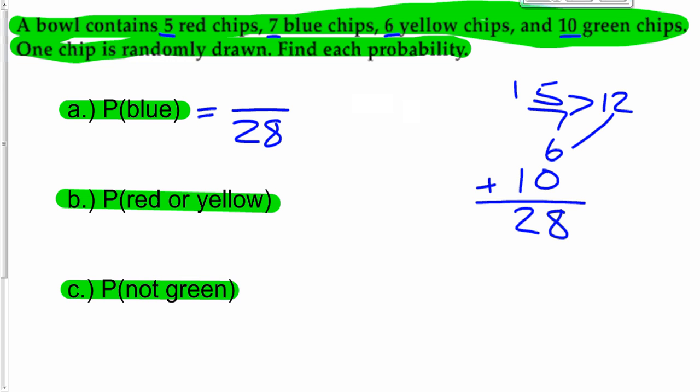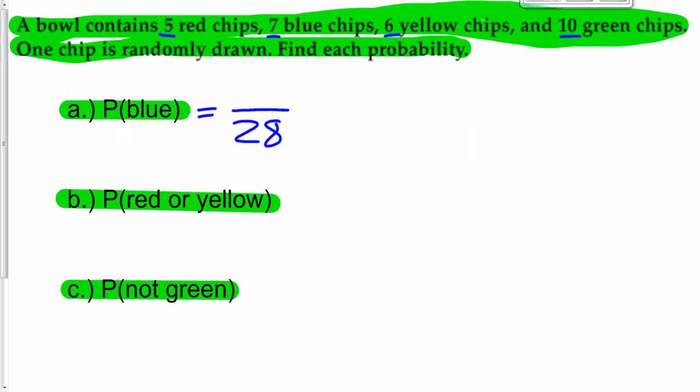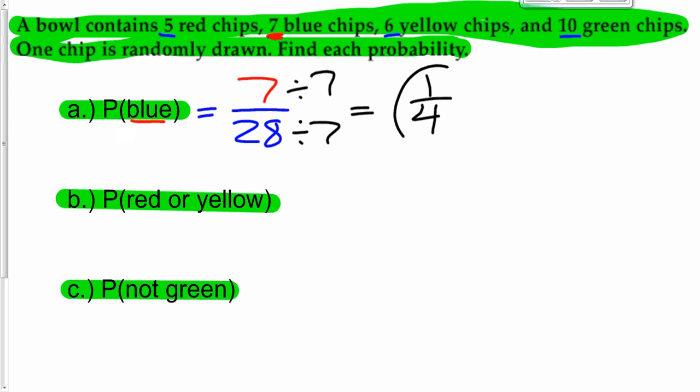Okay. And we want to look for the favorable outcome. Well, the favorable outcome here is blue. So the chances of getting a blue, well, we've got 7 blue chips. So 7 out of 28. And that can be reduced if we divide both of these by 7. We get a 1/4 chance that we will get a blue chip.